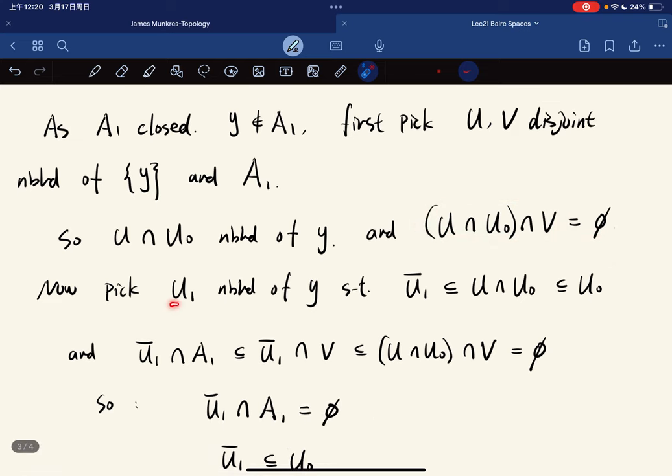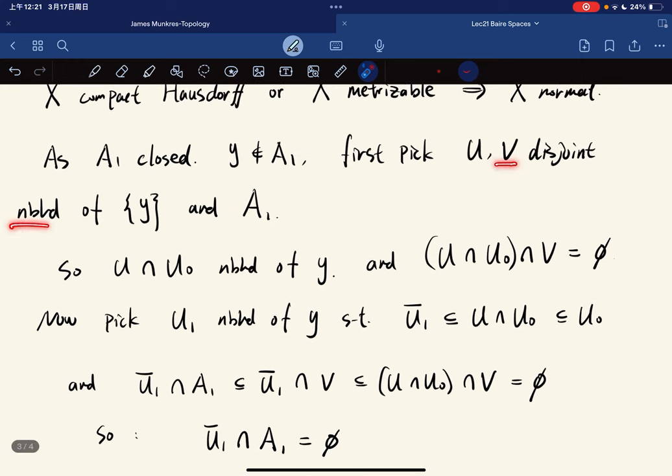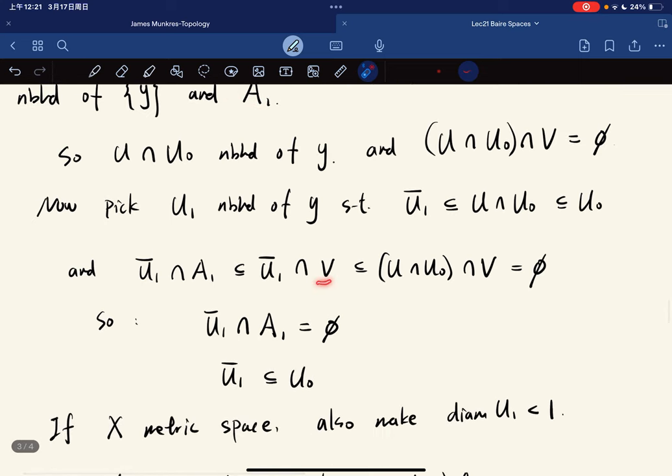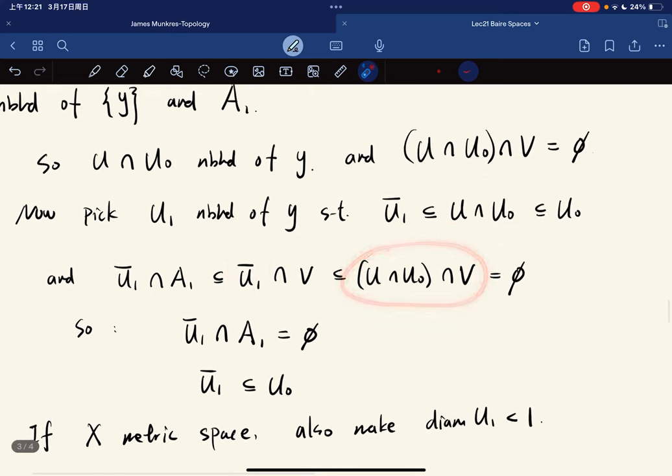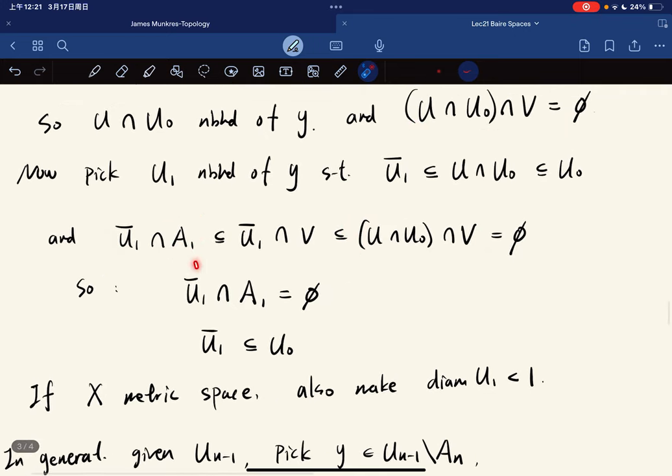Now we pick U1, a neighborhood of Y such that U1 bar, the closure of U1, is contained in the neighborhood, contained in U0. We can do this because X is regular. The intersection of U1 bar and A1 belongs to this set, because A1 is a subset of V, an open set containing A1. But we have this, so this intersection should be the empty set. So we have these two conditions.